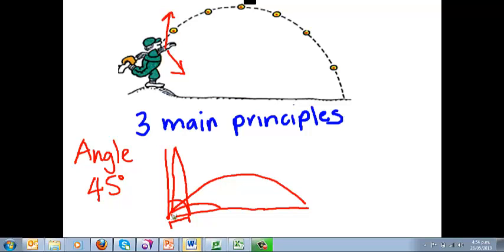So as you can see there, if I've got a middle ground, my angle here is roughly about 45 degrees, so it will have longer to travel before it lands on the ground. Okay, so that's angle of release.